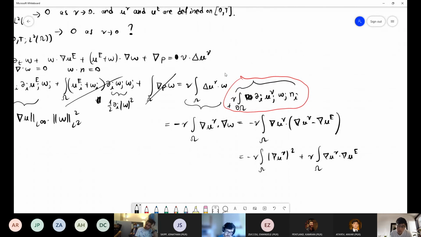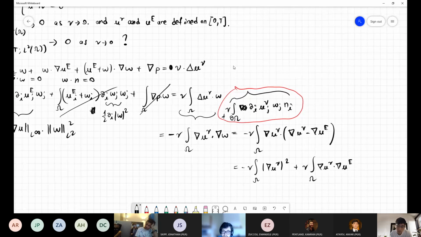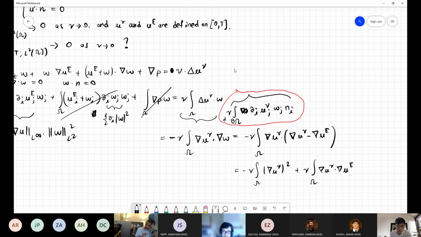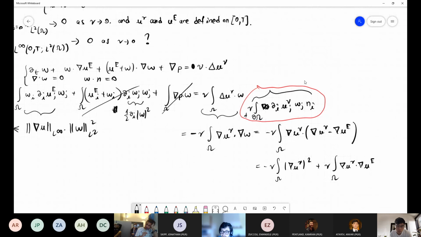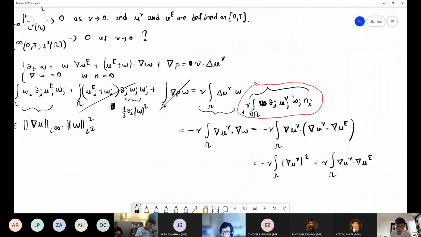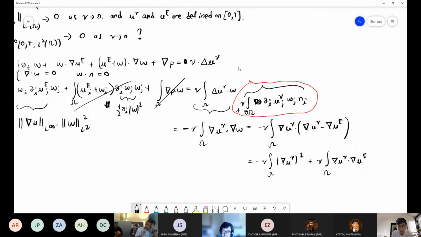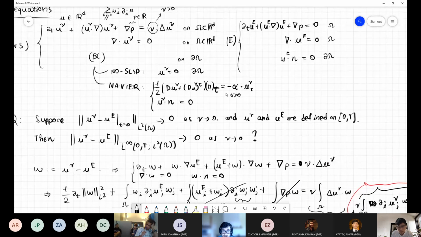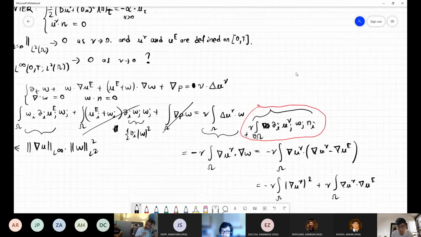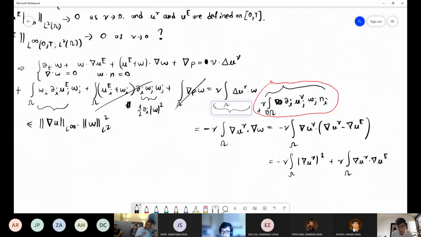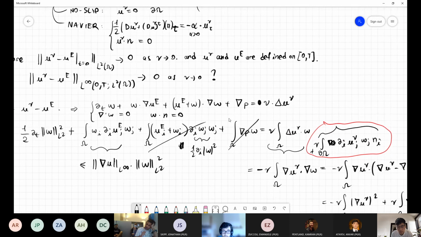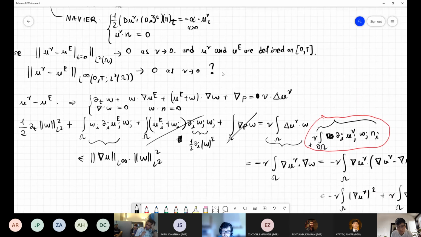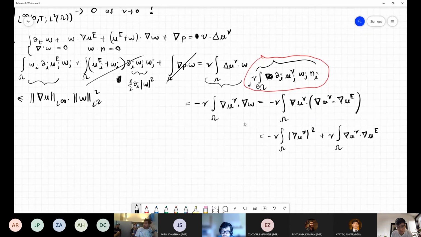This one we cannot say is non-positive, so we cannot proceed using energy estimates here. Of course, W_j is not equal to 0 because we have this disparity of boundary conditions. So this is the main problem. That shows why you can't immediately prove this using energy estimates.